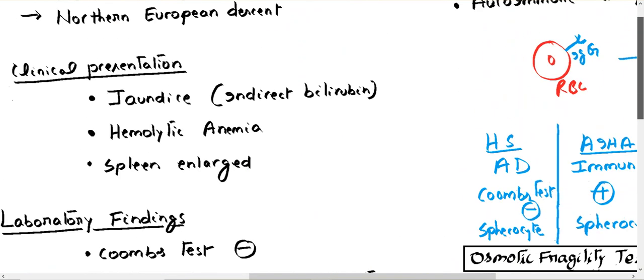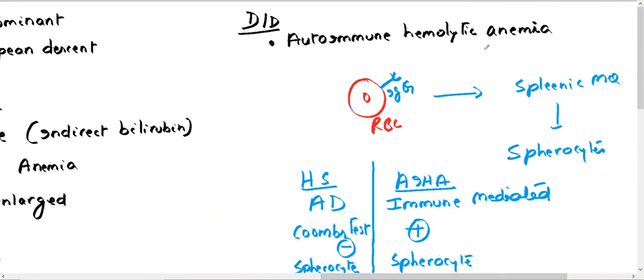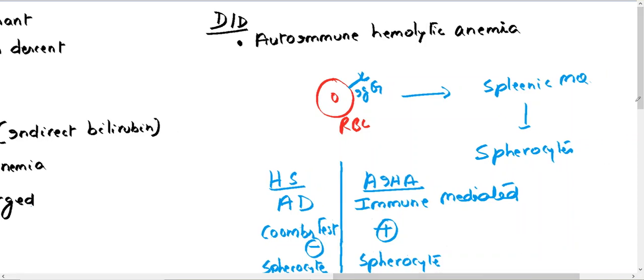The differential diagnosis of this condition is autoimmune hemolytic anemia. As I said, this is one of the other conditions where you will see spherocytes in the peripheral blood. We have two different types of autoimmune hemolytic anemia: one is warm and one is cold. Warm is IgG mediated and cold is IgM mediated. In warm, the IgG sits on the RBC membrane and the cells are taken up by the splenic macrophages, leading to a spherocyte. So the RBC is becoming a spherocyte now.